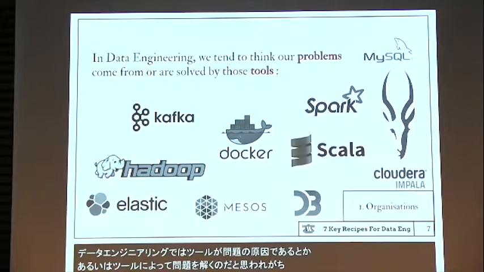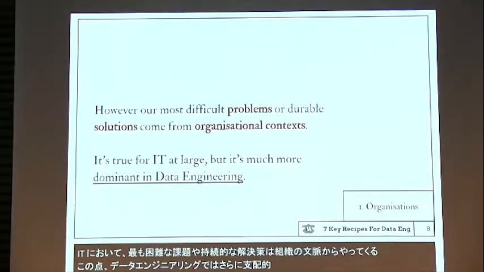But one key generality is that in data engineering, we tend to think that our problems come from and are solved with tools. Like we migrate data from MySQL to Hadoop, we orchestrate our jobs with Oozie, we deploy applications in Docker, and so on. And we look at how tools can fix our problems, and if we can fix it with a tool, we fix the problem, right? Well, not quite.